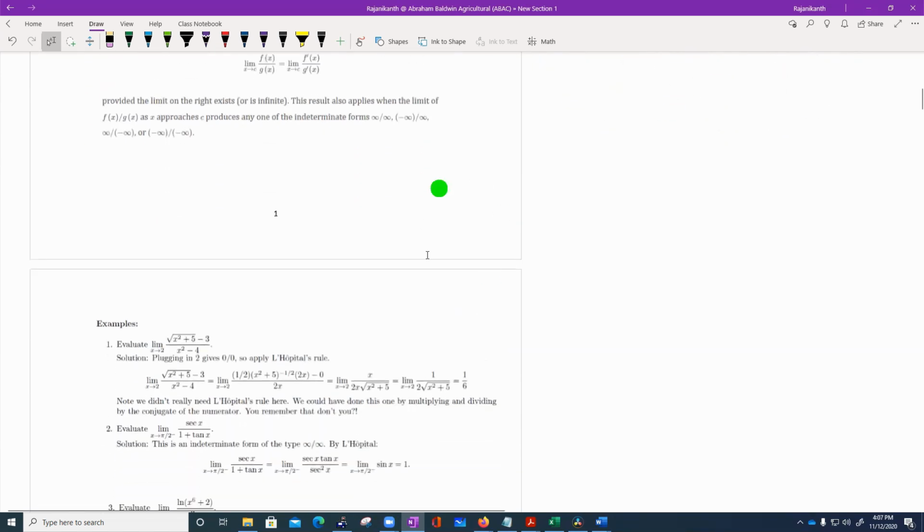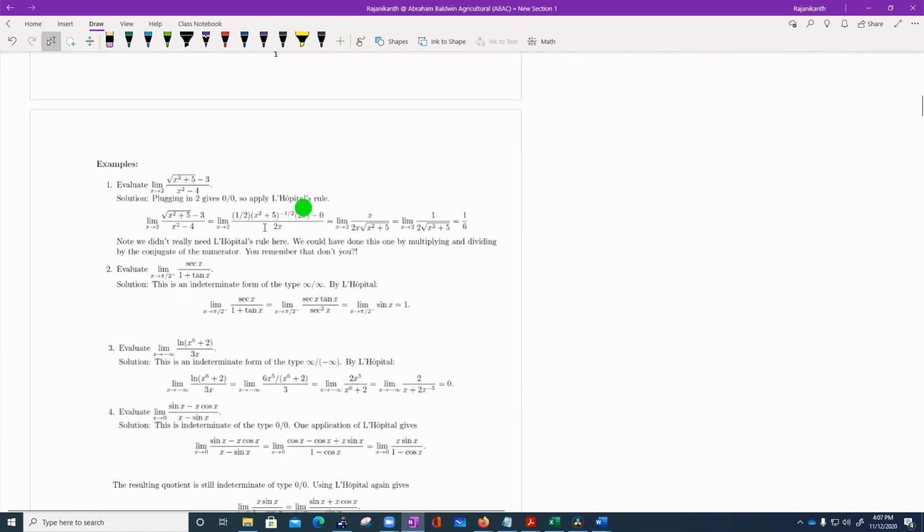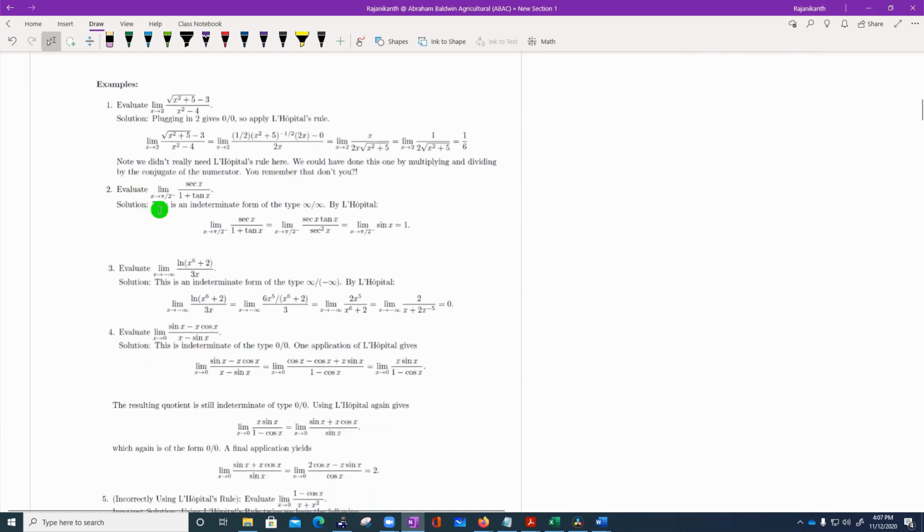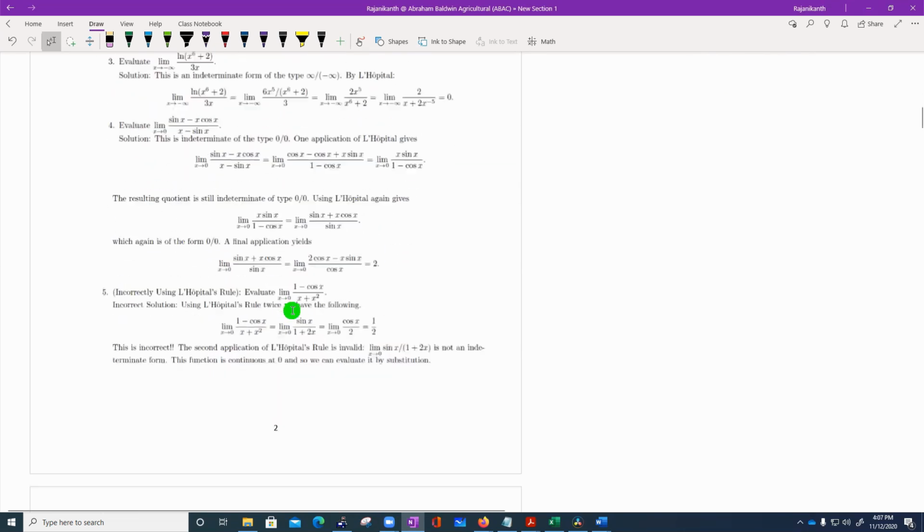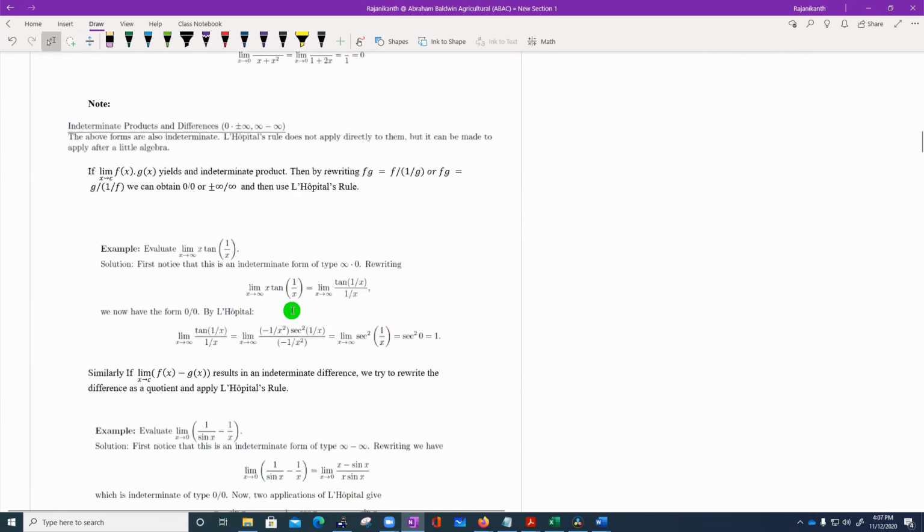Okay. So this section is almost about finding the limits for indeterminate form problems. Okay, so I have included several examples. So you could think about those things.